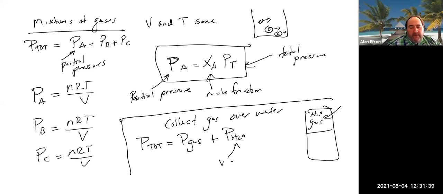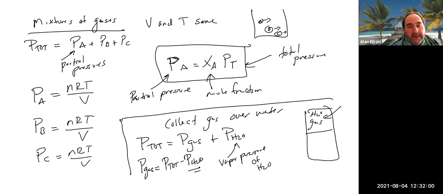And that is the vapor pressure of water, which is usually a value that you can look up. Then you rearrange this equation and solve for the pressure of the gas, which is sometimes referred to as the pressure of the dry gas, because you're subtracting off water's contribution to the pressure. So those are three common partial pressure situations that we talked about in terms of gases. Any questions on any of those things?